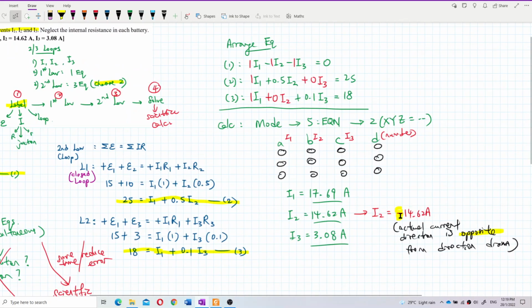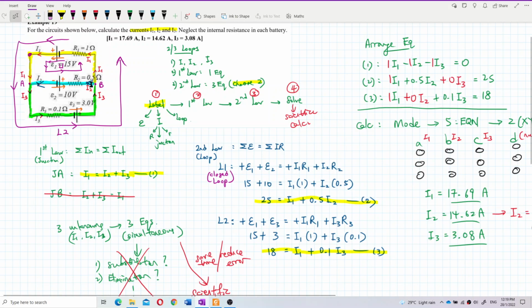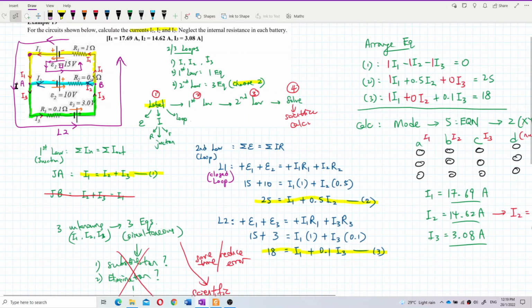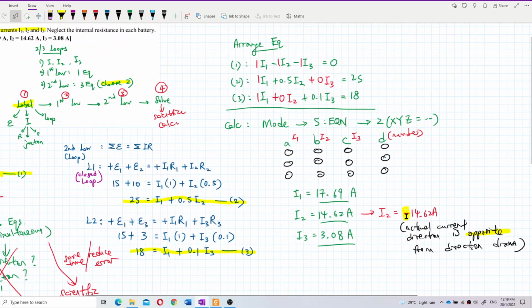Negative value here means the actual current direction is opposite from what you draw. You draw the direction of current to the left, but the actual current is opposite from the direction you draw. That means the actual current is actually to the right. So that is what a negative value means here.